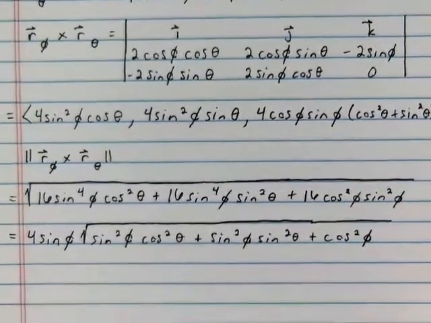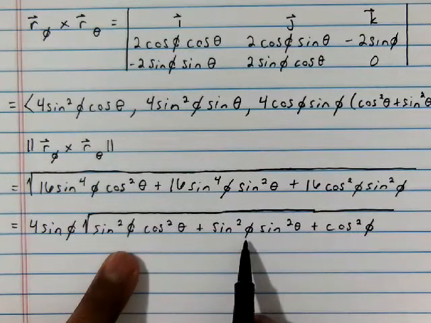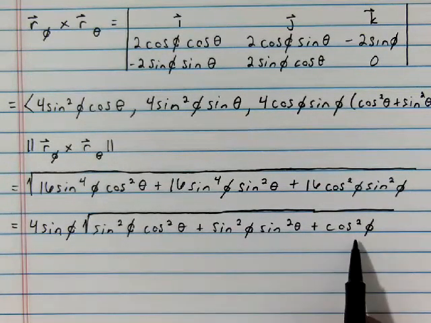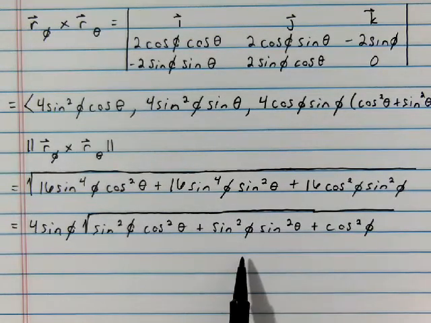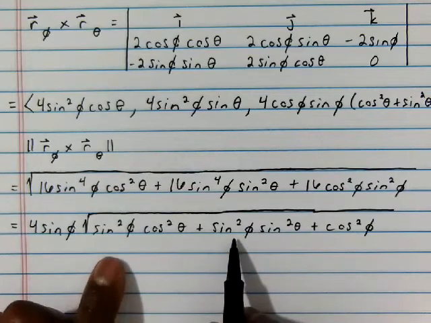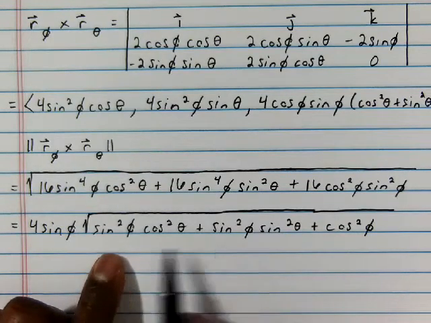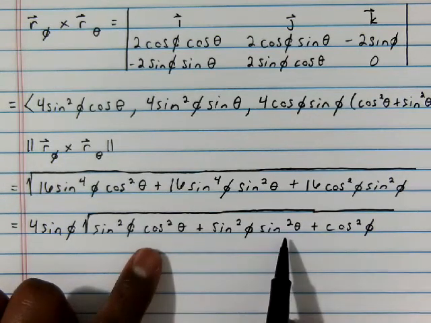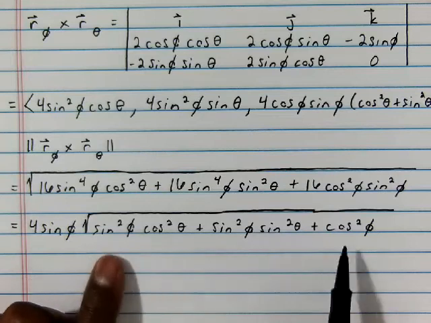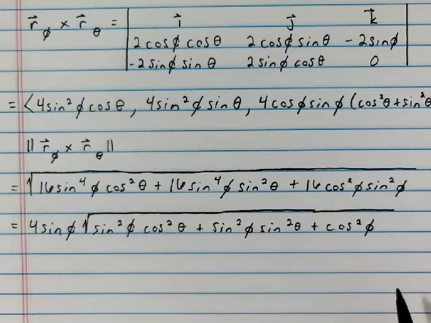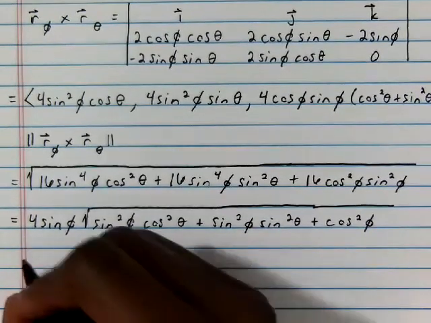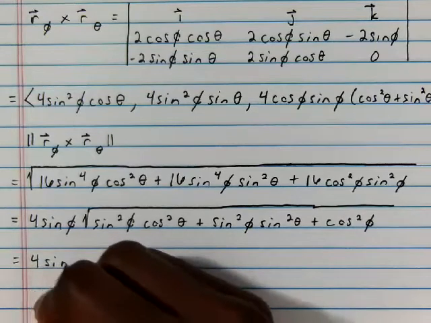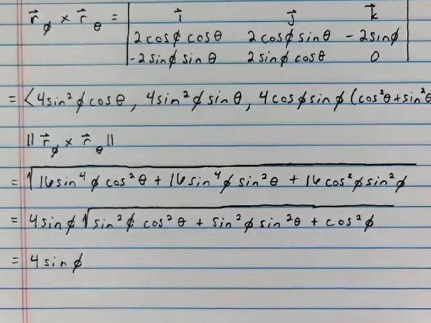All right, so now these two terms just give us sine squared phi, and then plus cosine squared phi. So again, factor out a sine squared phi from those two terms, and you end up with sine squared phi times our favorite trig identity, which is 1. So then we end up with sine squared phi plus cosine squared phi, which again, we use our favorite trig identity and we get 1 there. So this is just 4 sine phi. All right, so that's our magnitude of r sub phi cross r sub theta.